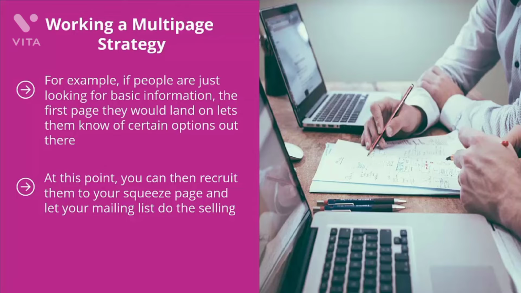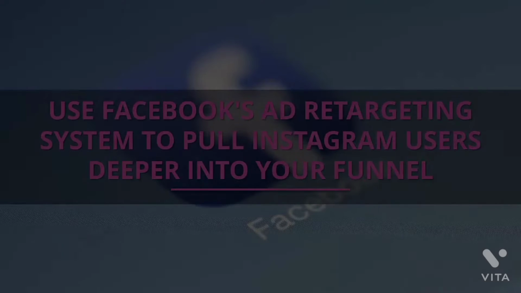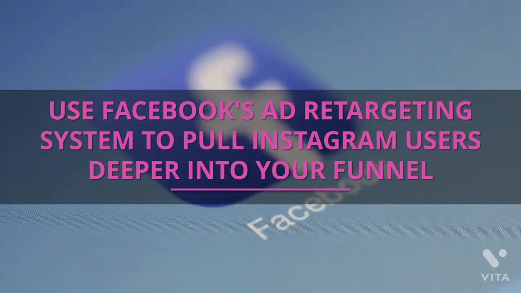You can also give them the answer in the form of a freebie in exchange for them signing up for your email list. Whatever the case may be, you walk the visitor through the trust stage. This can be very quick with some people, others require a longer time span. Whatever the case may be, when you have a mailing list at the end of the sales funnel, you have greater control over your messaging. You also control the pace of the messaging. This higher level of control translates to greater conversion control later on. Use Facebook's ad retargeting system to pull Instagram users deeper into your funnel.